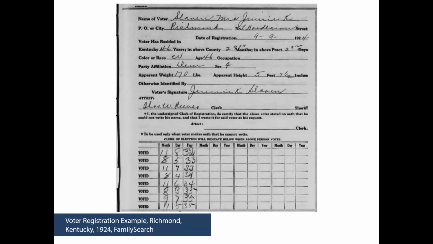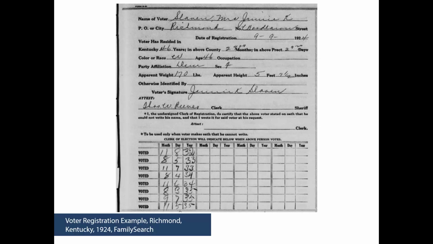This voter was Mrs. Jenny K. Slavin out of Richmond. It noted that she lived on Woodlawn Street. She had registered on September 9th, 1924. She had resided in Kentucky for 46 years. And then it had actually noted approximately how many years in the above county as well. It looks like it's probably about 24. It noted that she was white.